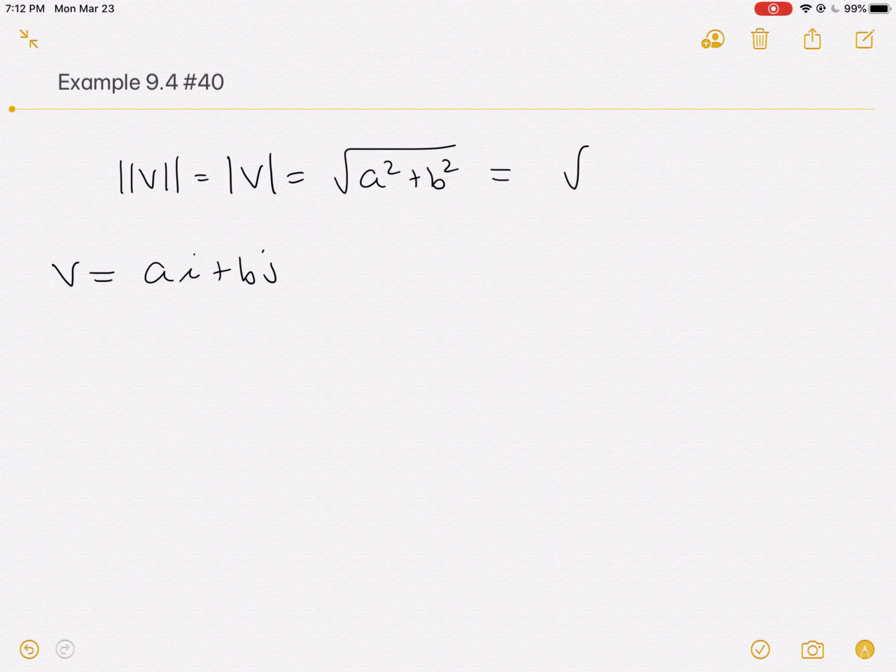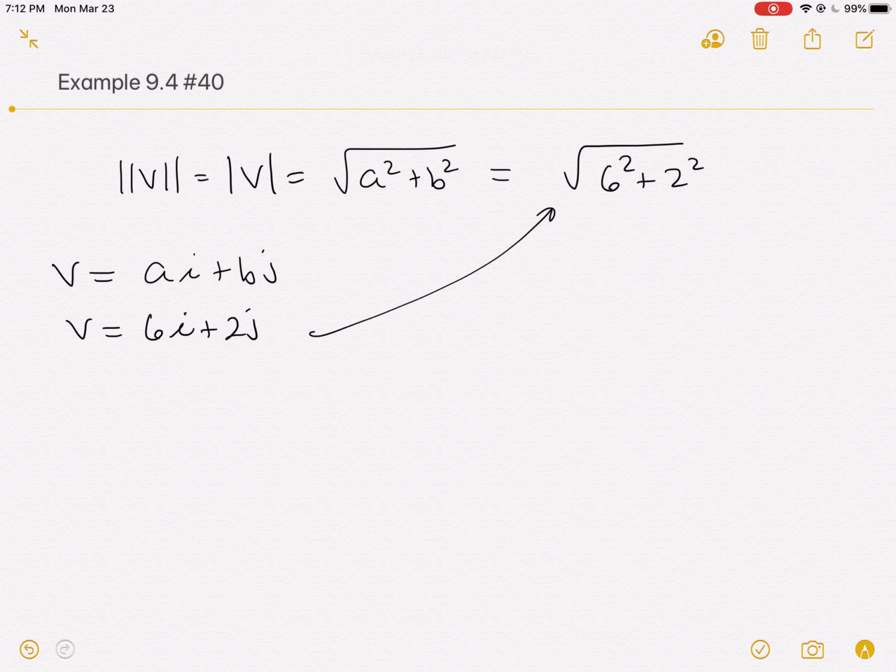And so we have the square root of 6 squared plus 2 squared in number 40, because in number 40, I apologize, I didn't write it. It was 6i plus 2j, and they wanted us to find the magnitude. And so the magnitude is simply the square root of 6 squared plus 2 squared, or the square root of 36 plus 4, or the square root of 40.